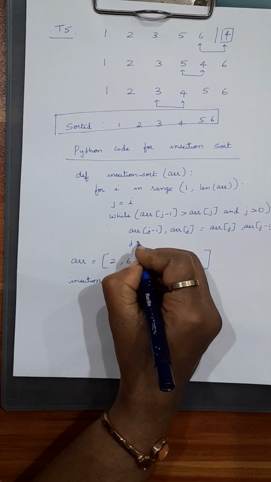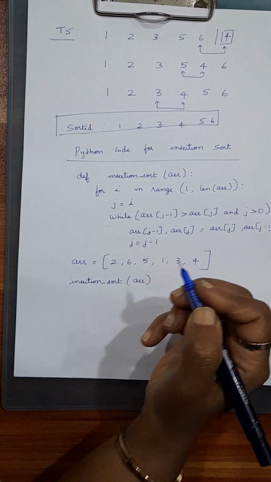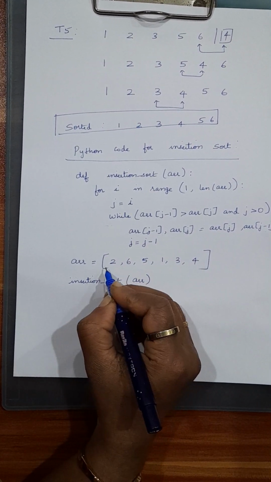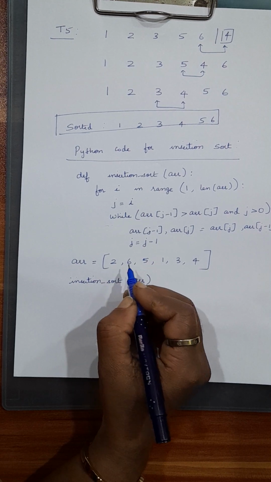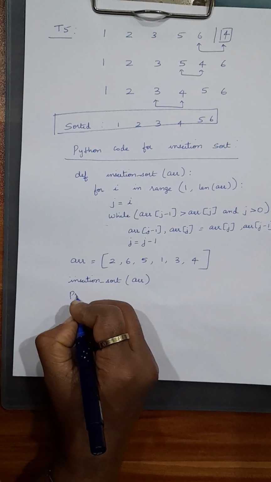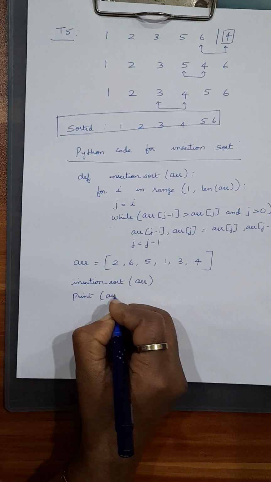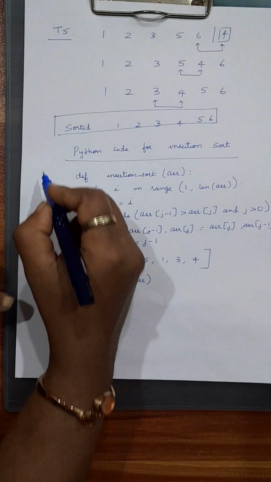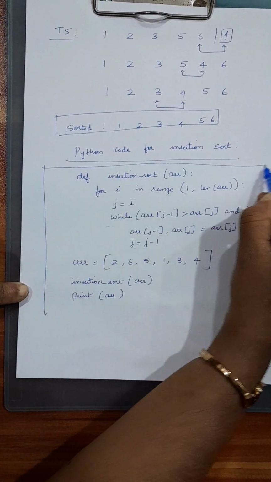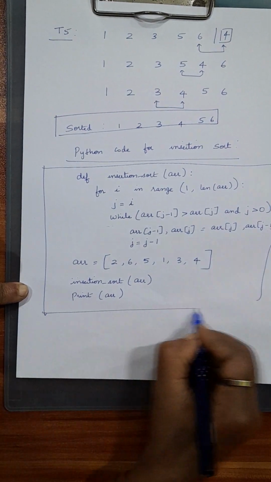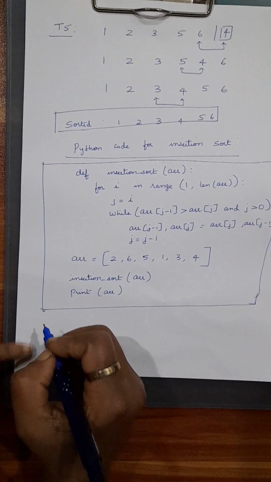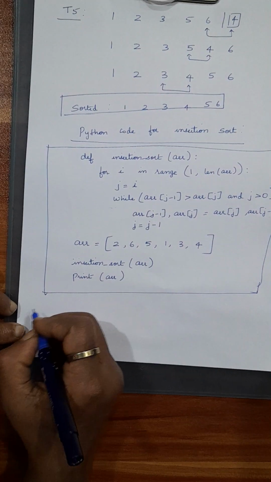Then j is equal to j minus 1, because we have to move to the left in order to check. That's it. And then finally we need to print the array elements. This is the complete code. Now let me start tracing the program.